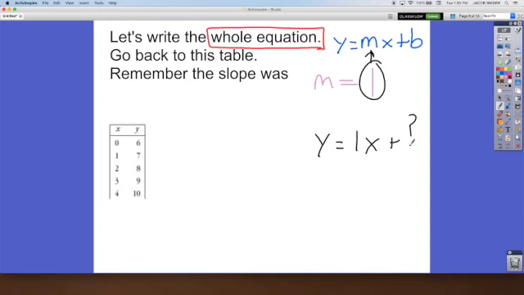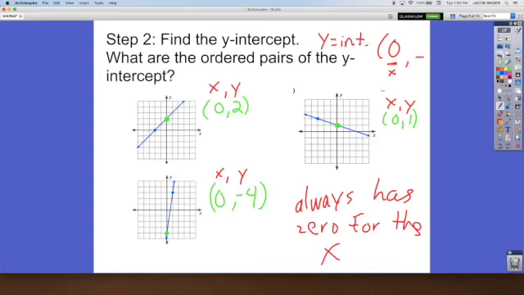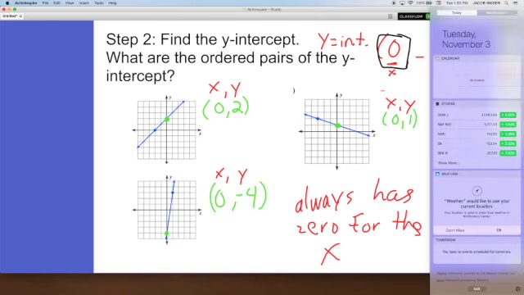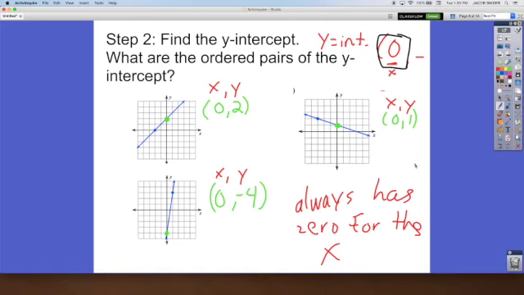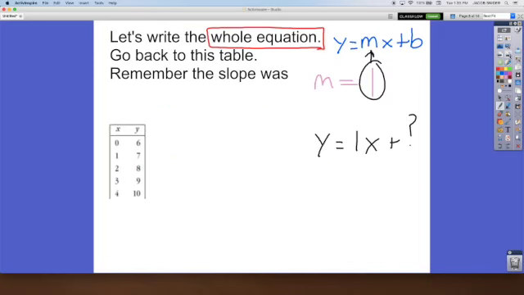But remember, what did we just talk about? We just said that our y-intercept has a 0 in the x-coordinate. So when I look at this table, do you notice anything? Do you notice where a point that has a 0 in the x coordinate? Sure, it's right here. So what does that mean for my y-intercept? That means that my y-intercept is going to be the other number. So in this case, my y-intercept is just 6.